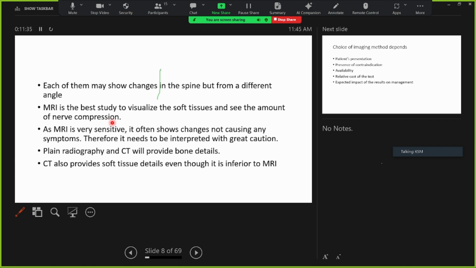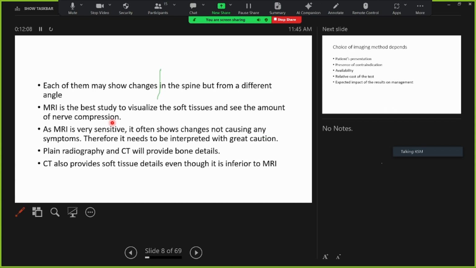So now there are a lot of imaging modalities. They will look at the spinal abnormalities in different angles. For example, MRI will give you a lot of information about the soft tissues in the spinal canal, spinal cord, cauda equina, and the nerve roots. Like when the CT will give more information about the bone abnormalities as well as X-rays. CT also provides soft tissue details, even though it is inferior to MRI.